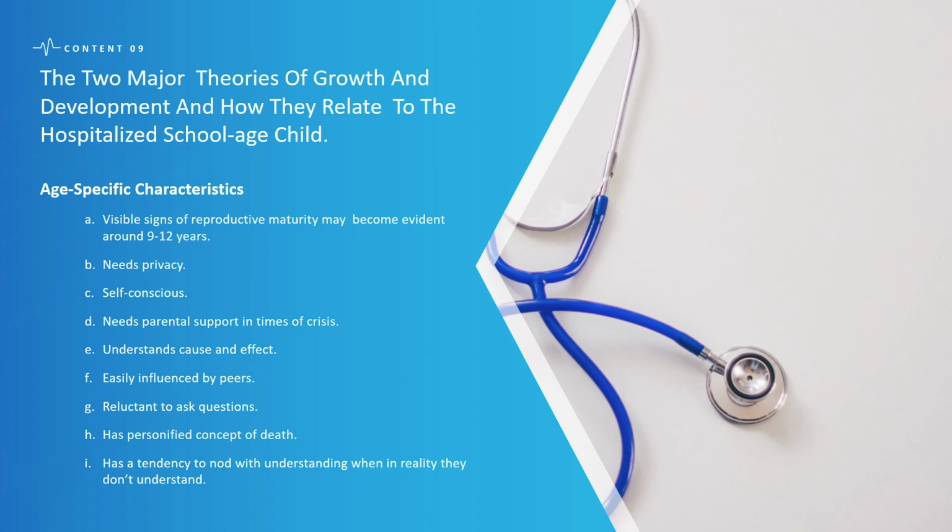Understands cause and effect. They are easily influenced by peers. They are reluctant to ask questions. Has a personified concept of death. Has a tendency to nod with understanding when in reality they don't understand.